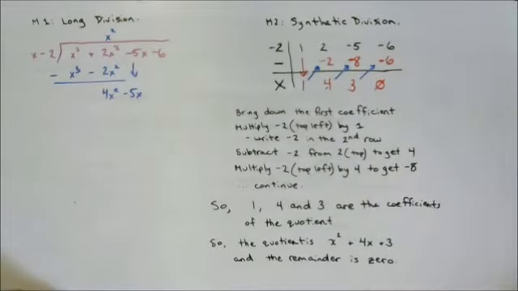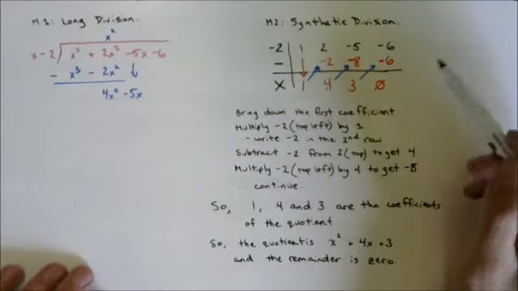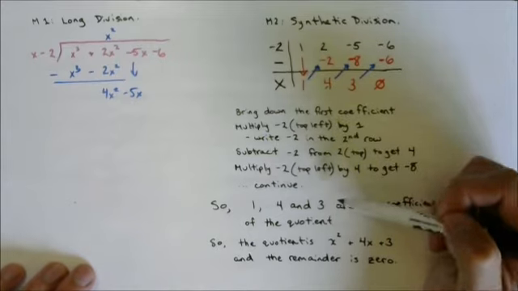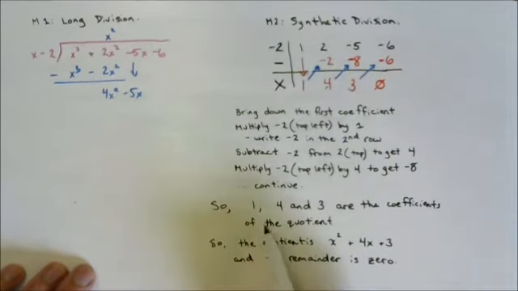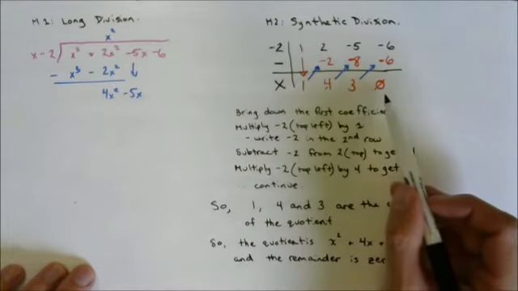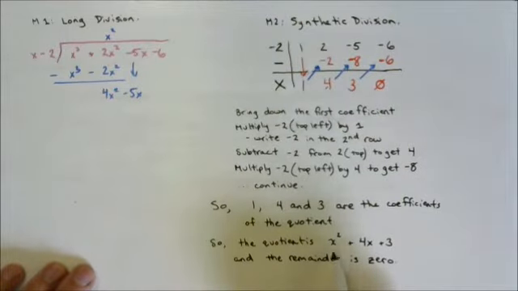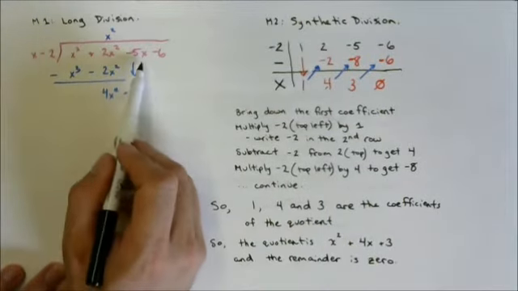Okay, so this is synthetic division. What's the key? Set it up properly. Follow the steps carefully. What does it tell you? It tells you the coefficients of the quotient and the remainder. Okay. How do you know the powers of x? Well, the powers of x are all going to drop by 1.